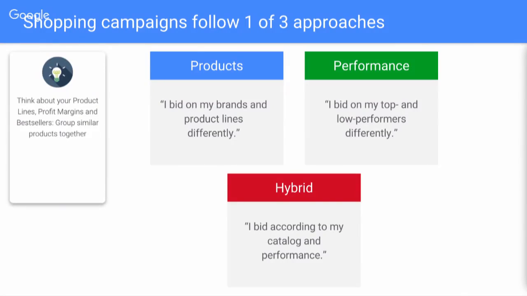The first is a product approach. So this is to bid based on things like brands or product lines. So for particular brands, you tier your bidding in a certain way, or for certain types of products that you sell, you bid in a different way.